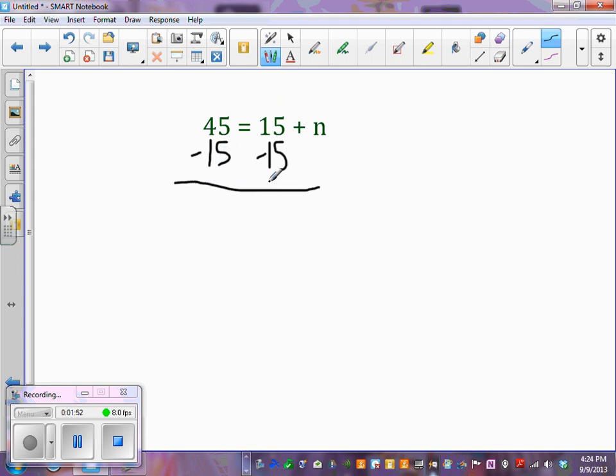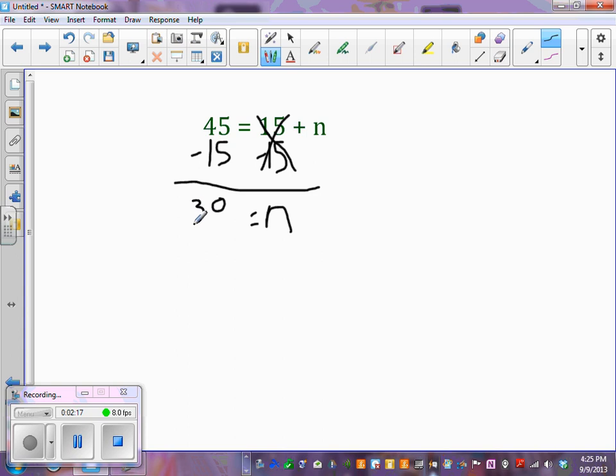Now, because we had the addition sign and now we have the opposite, so we had 15, we subtracted 15, that leaves us with nothing. 15 minus 15 is 0. So we're getting rid of that, and then it's leaving us with just n, which is what we wanted. N is by itself. So now we do this math problem. 45 minus 15 is 30.